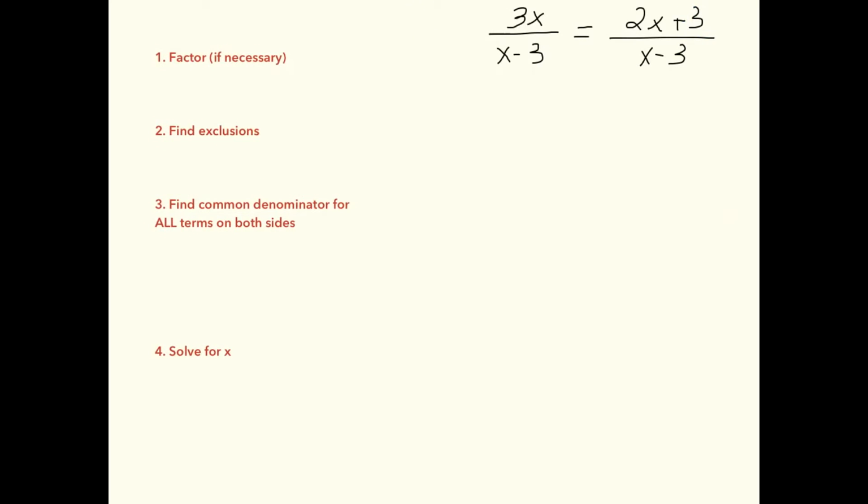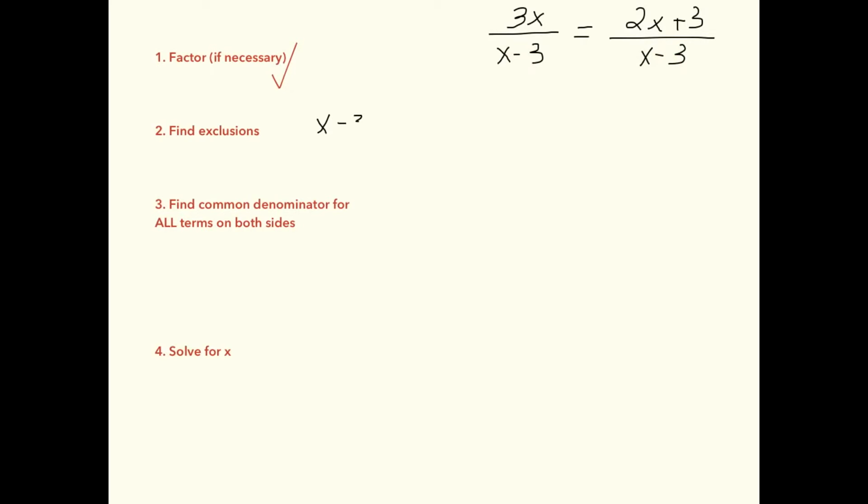So let's do one more example together. So the first thing you want to do is factor, if necessary. We don't have anything to factor. None of these polynomials factor. So we're good on that part. We want to find our exclusions. So we take our denominators. In this case, they're actually already the same.